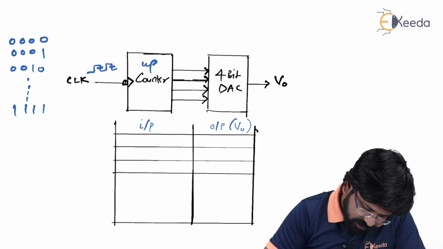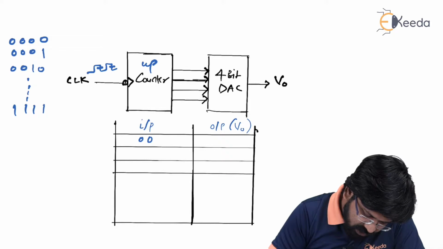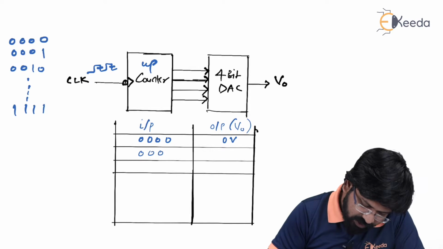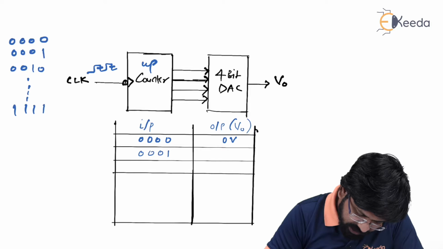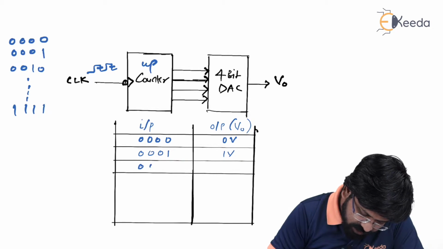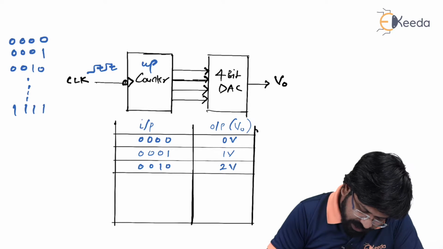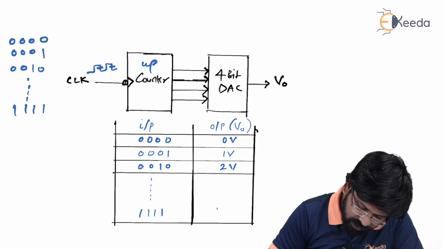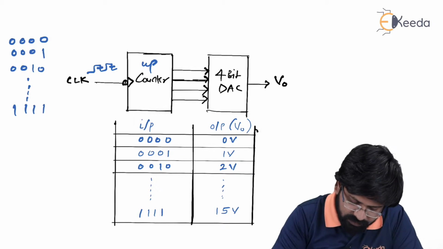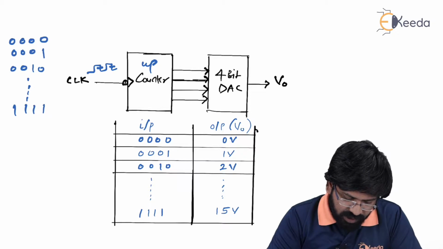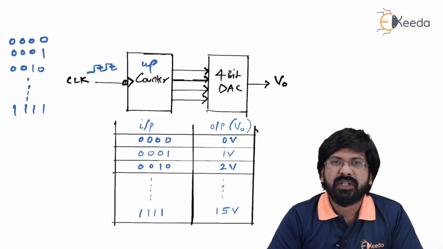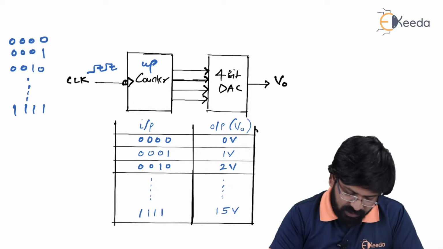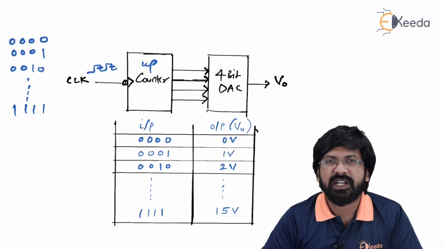Let us assume that for input 0000, I am getting equivalent voltage as 0 volt. For 0001, which is the next input data, I get output as 1 volt. For 0010, let's say I am getting 2 volt, and so on. The maximum data I can provide is 1111, which will be equivalently 15 volt. So I have used a 4-bit counter whose output is connected as input of the DAC. The DAC's job is to convert data to voltage, so for every binary data I give, you get equivalent output voltage.